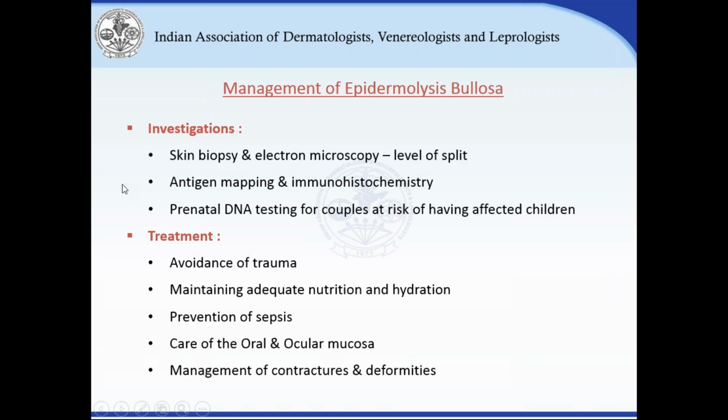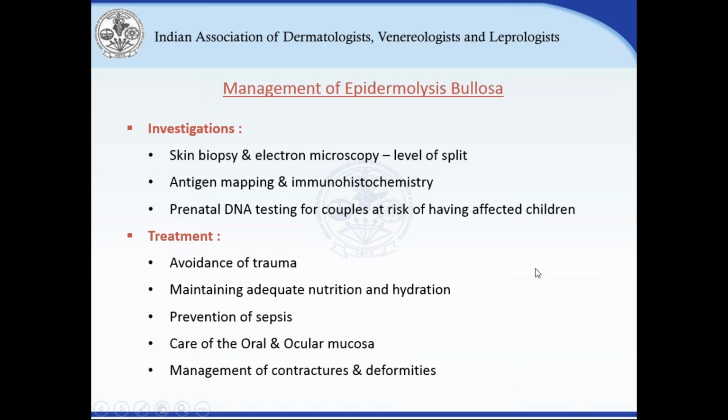If the antigen is present, the antibody will attach and we can see the fluorescence. But if the antigen is not present, the antibody won't attach. We won't see the fluorescence. That means that particular molecule is absent. So that is how we can diagnose. That is known as fluorescence overlay antigen mapping. And immunohistochemistry, it's a similar process. The better way is to undergo prenatal DNA testing for couples at risk.